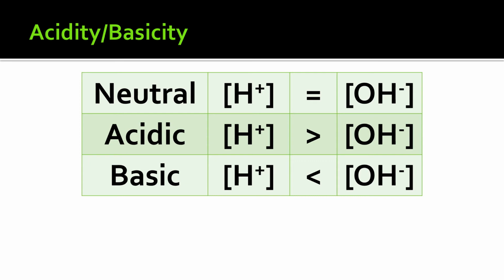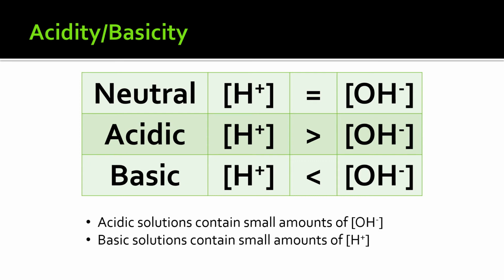Just like we've written down before, it is true that acidic solutions contain small amounts of hydroxide ions, and basic solutions contain small amounts of hydrogen ions. And again, let's write it in terms of pH on the side. So this would be 7. This would be less than 7. This would be greater than 7.